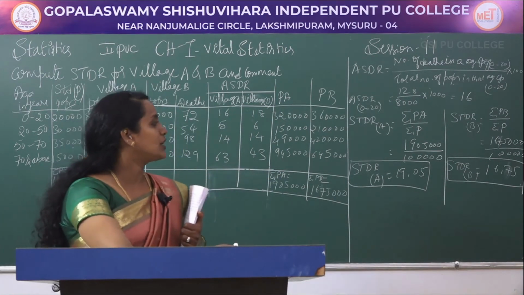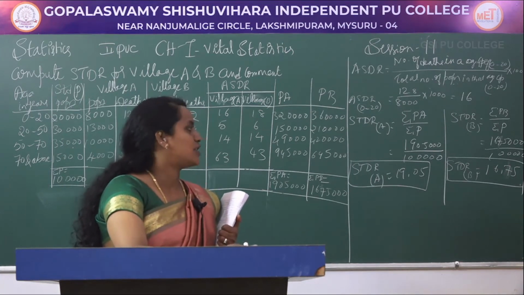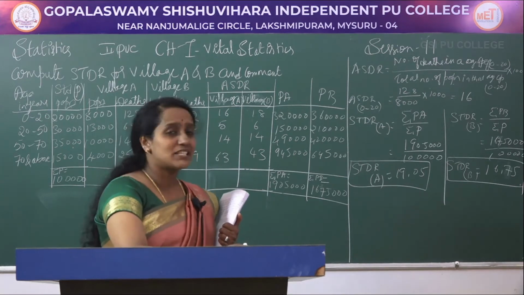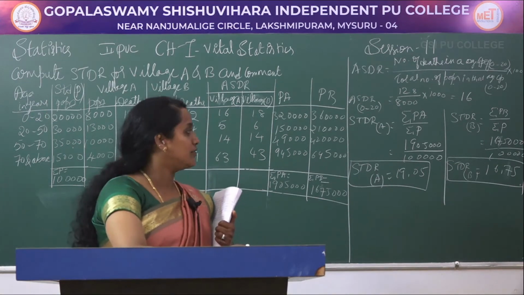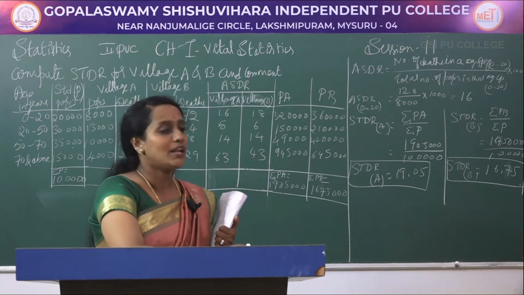Comment means we have to compare both the village standardized death rate, that is STDR of A and B, in which village the death rate is less.